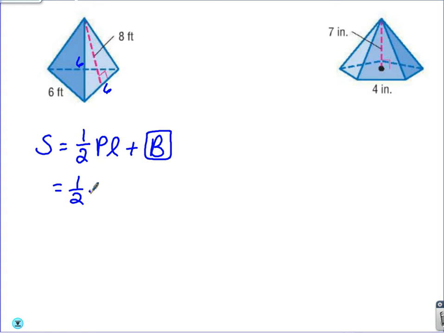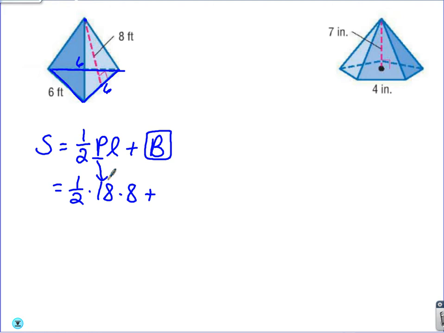1/2 times the perimeter of the base. Help me with that, Dylan. What's the perimeter of the base? This is good. Base is 6 by 6 by 6, or all 3 sides are 6, so 18. Times the slant height. Slant height is 8. Everybody remember, slant height is how far it is from the top down to an edge, not straight down. Then plus the area of the base.